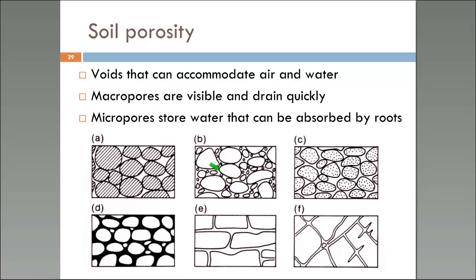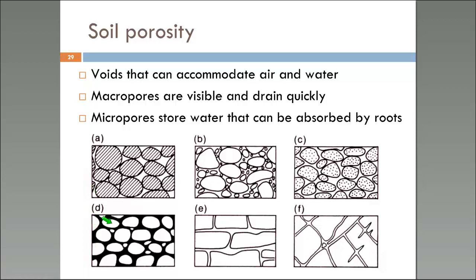Whereas B has kind of a combination of both, which for plant production would be more desirable. And C also has some fairly large spaces, and they are pretty well connected. There's some spots here where air and water can move in between these particles.